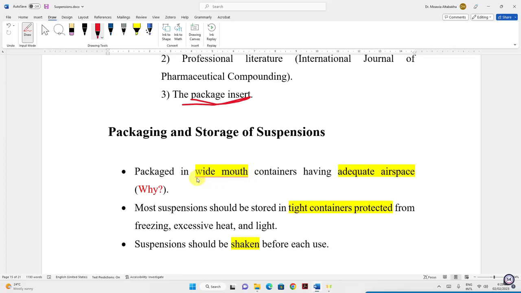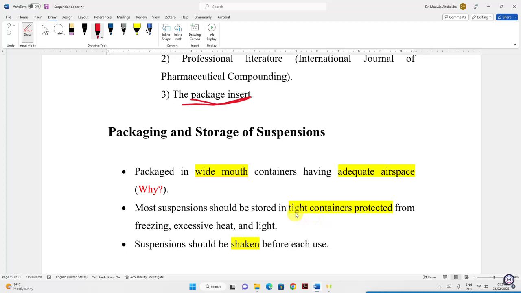How do you package the suspension? You should package it in wide mouth containers having adequate air space. Of course, why wide mouth? Wide mouth in order to be able to pour the suspension. Why should it have adequate air space? It should not be completely full. The reason is the patient must shake well before use. In order to shake well, it should have adequate air space.